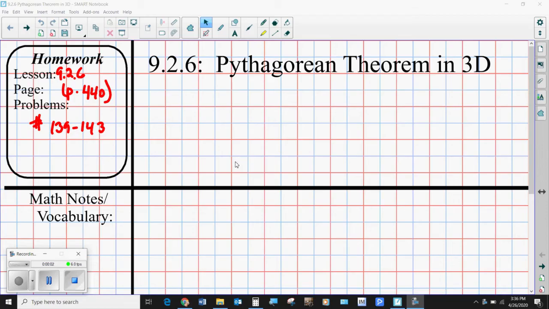Alrighty, welcome to the next lesson. A few lessons that we have remaining for the rest of the year are very hands-on. This is one of those lessons: Pythagorean Theorem in 3D. I'm just going to go ahead and scroll forward to the next page.